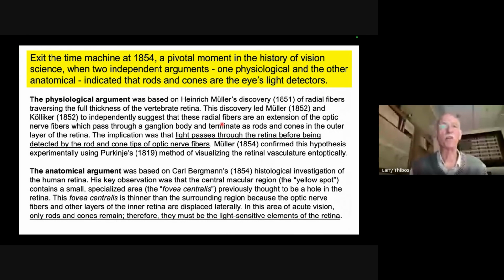There are fibers running from the inner to the outer surface. And so he discovered that, and then based on that discovery, Müller and Kolliker, his friend, another anatomist, independently suggested that these radial fibers are actually an extension of the optic nerve fiber, which passes up through the ganglion body and terminates as rods and cones in the outer layer of the retina.